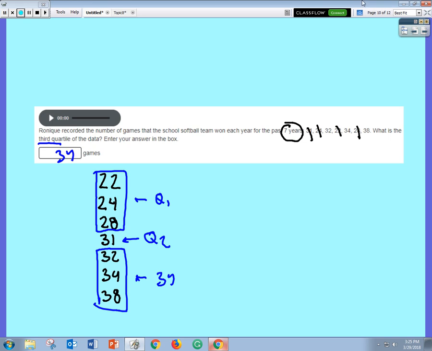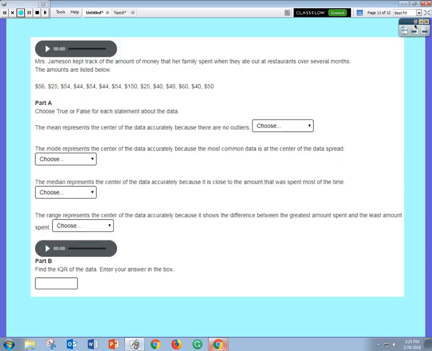All right, moving on. Last question. Oh boy, a lot of data here. Mrs. Jameson kept track of the amount of money that her family spent when they ate out at restaurants over several months. Choose true or false for each statement about the data. The mean represents the center of the data accurately because there are no outliers.